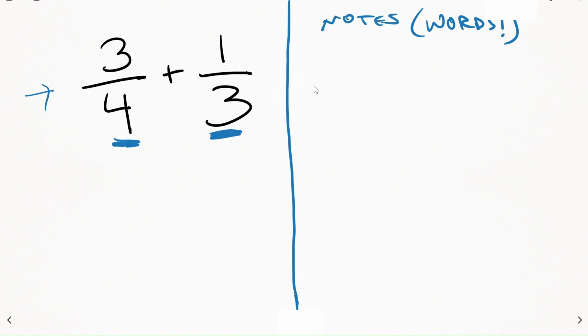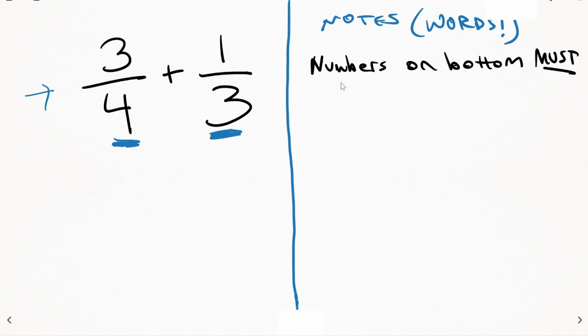So we're going to write over here, numbers on the bottom must match to add. So first we're going to write that: the numbers on the bottom must match to add them. So how do you get them to match? Well, we need to find multiples.